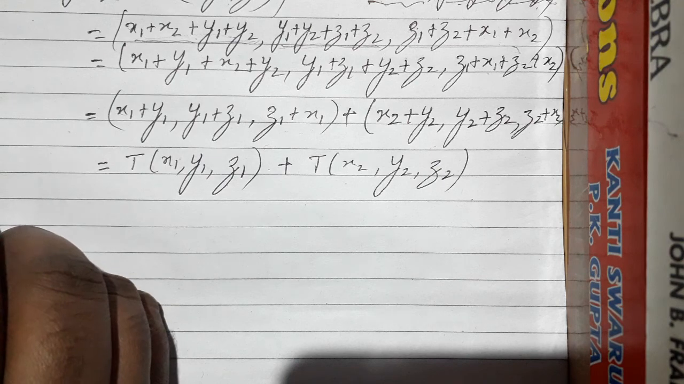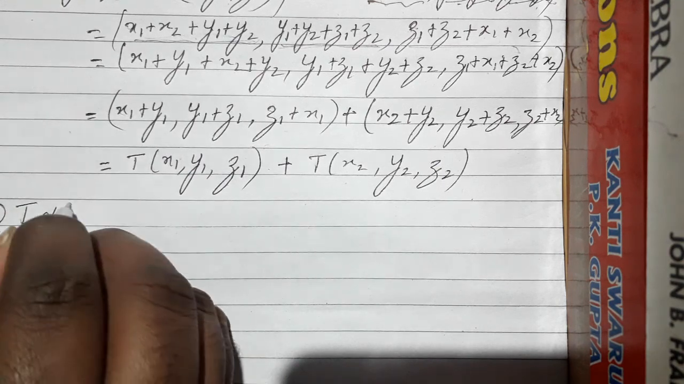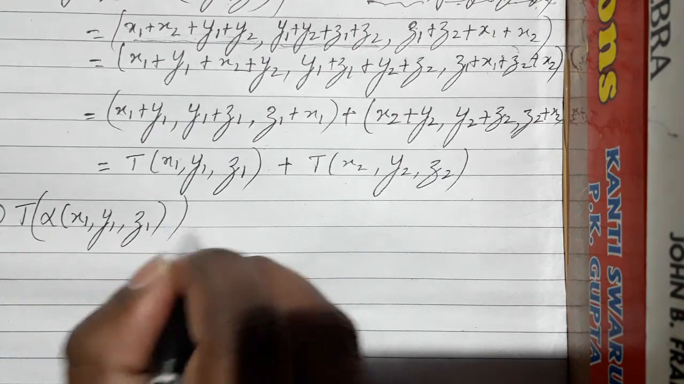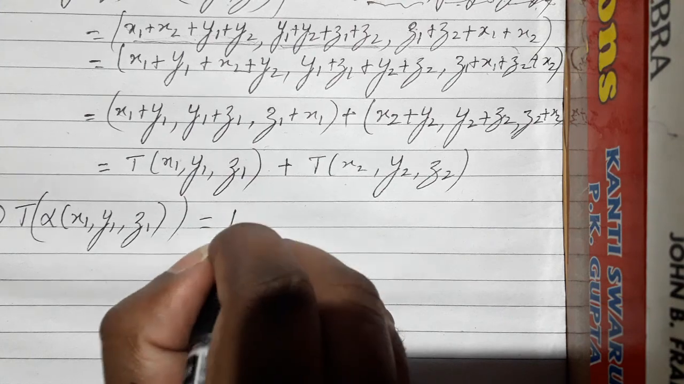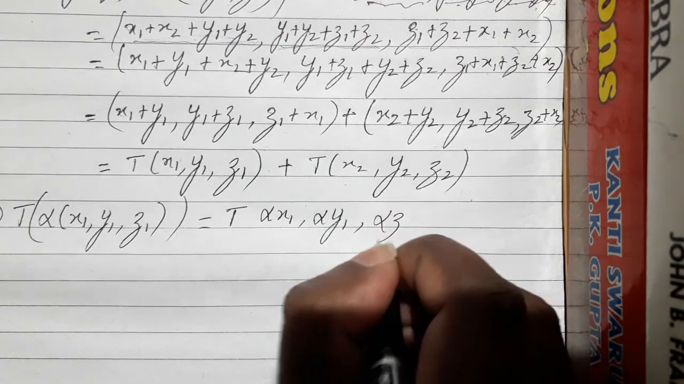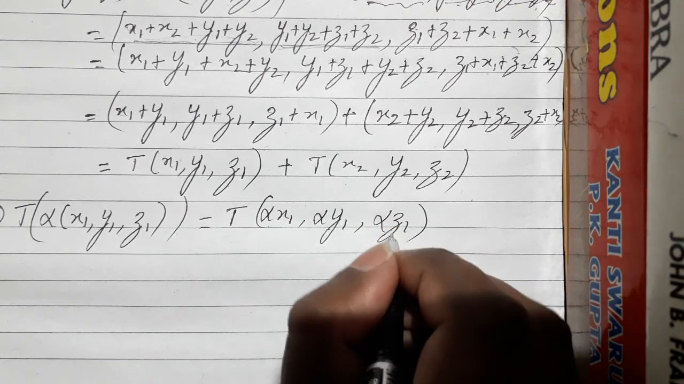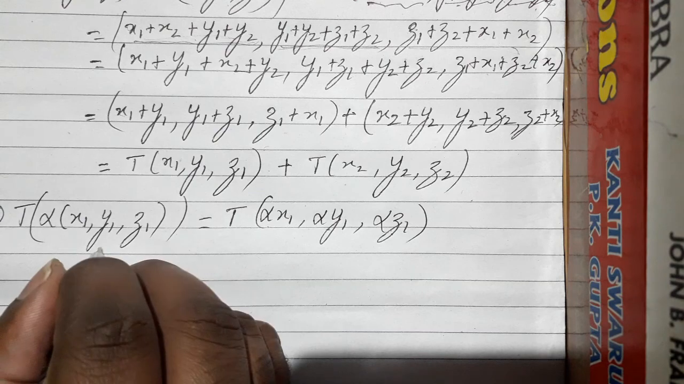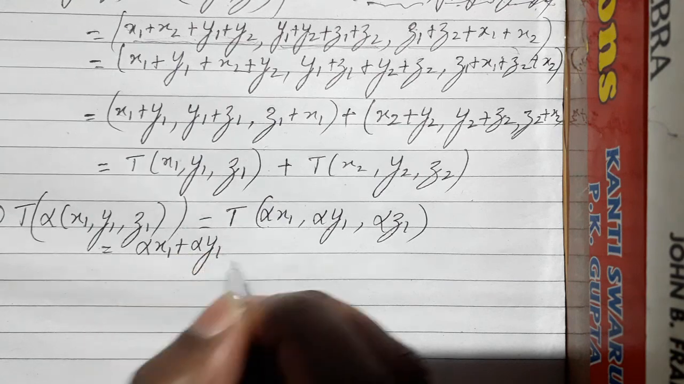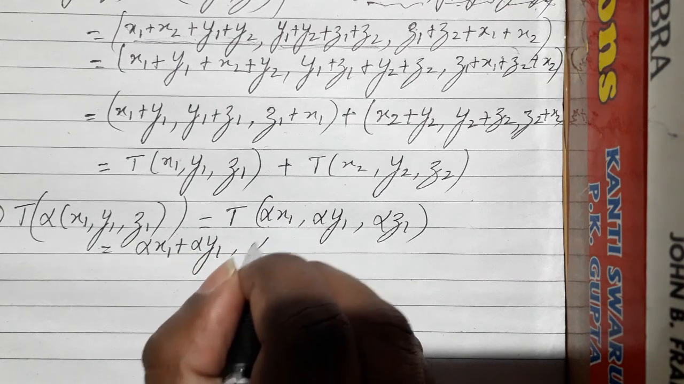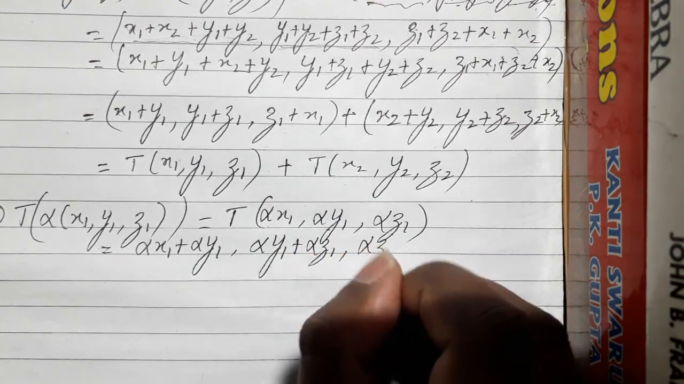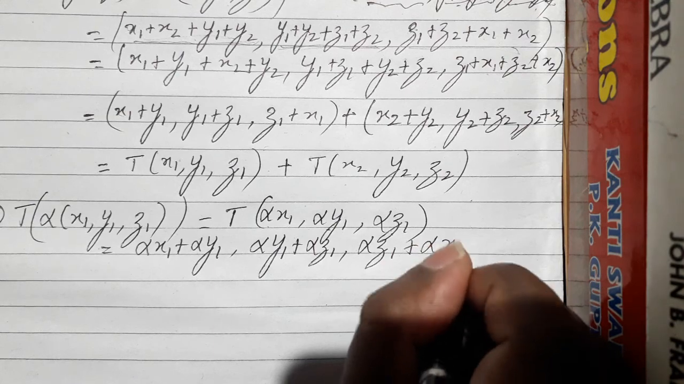Now let us check the second condition. So we have T of alpha applied on (X1, Y1, Z1). Let me multiply this alpha inside. So we get T of (alpha X1, alpha Y1, alpha Z1). Now this is your X, this is your Y, this is your Z. So using the definition here, we'll have alpha X1 plus alpha Y1, comma, then alpha Y1 plus alpha Z1, comma, alpha Z1 plus alpha X1.